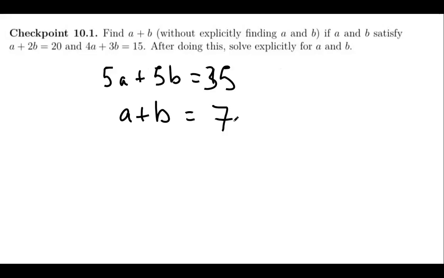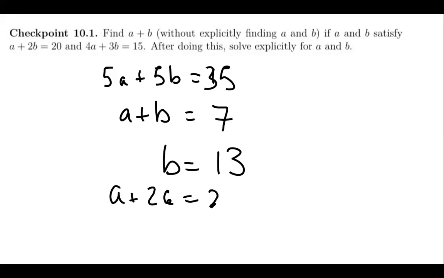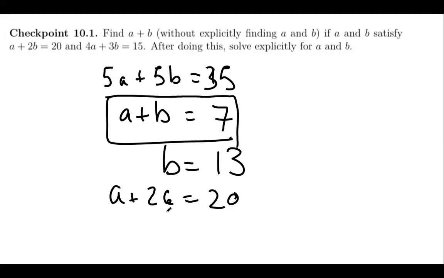And then to solve for a and b, we can use this result that we found, a plus b equals 7. So if we subtract that from a plus 2b equals 20, we can eliminate the a, and that leaves us with b equals 13. And plugging this back into this equation gives us a plus 26 equals 20. And that means a equals -6.